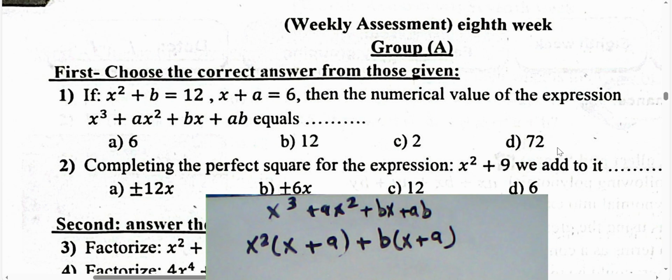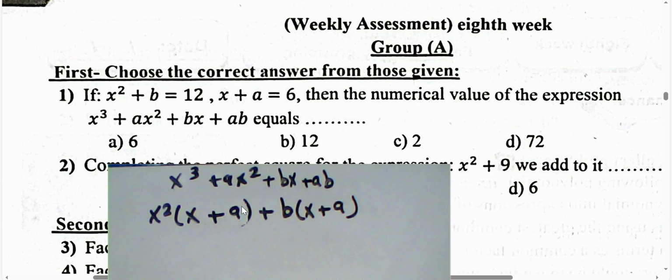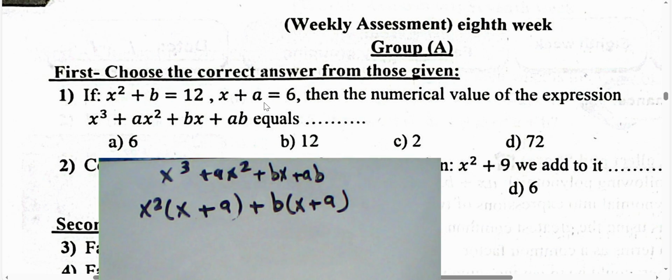Look with me at the first question, group A. Show the correct answer from those given ones. Number 1: x² + b = 12 and x + a = 6. Then the numerical value of the expression x³ + ax² + bx + ab equals what?